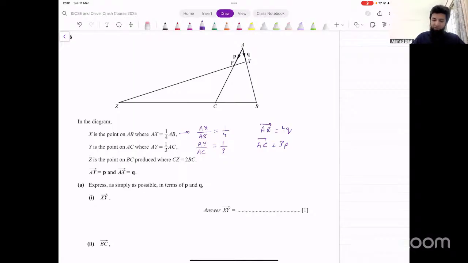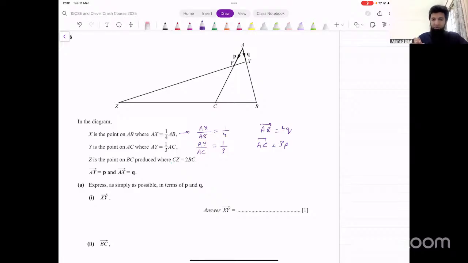We've found those vectors. Z is the point on BC produced such that CZ is equal to 2 times BC. Okay, so BC produced means you extend BC outside like this, such that you have some point Z outside. And the condition is CZ equals 2 times BC.